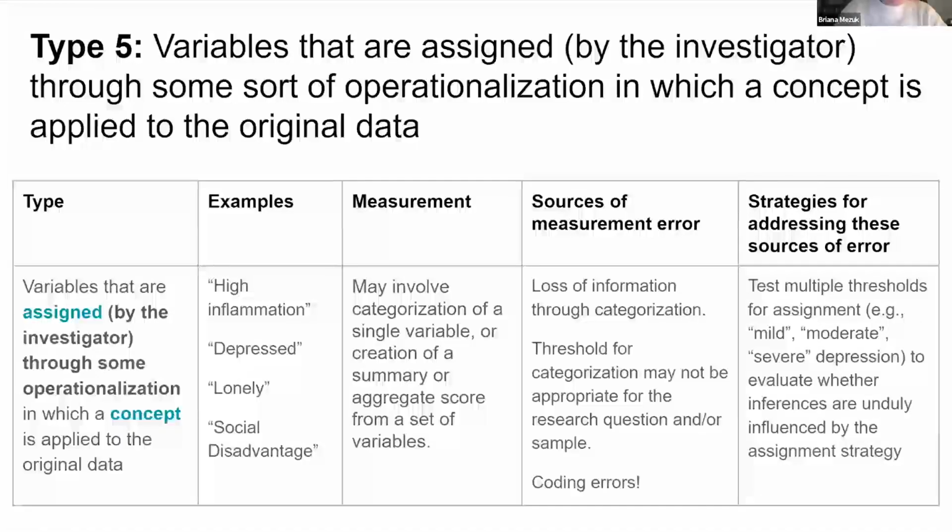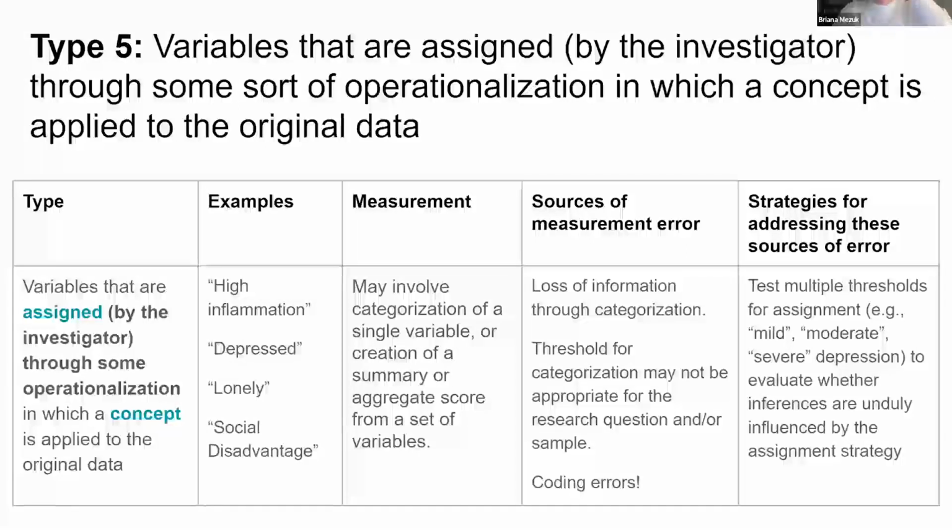And the last type of variable is one that I think we don't think about enough. And this is a variable that is assigned by the investigator, and that is, by you, through some sort of operationalization in which a concept is being applied to the original data. So an example of what I mean by this is the concept of high inflammation, or depressed, or lonely, right? Or social disadvantage. So high inflammation, that might be represented in lots of different ways.